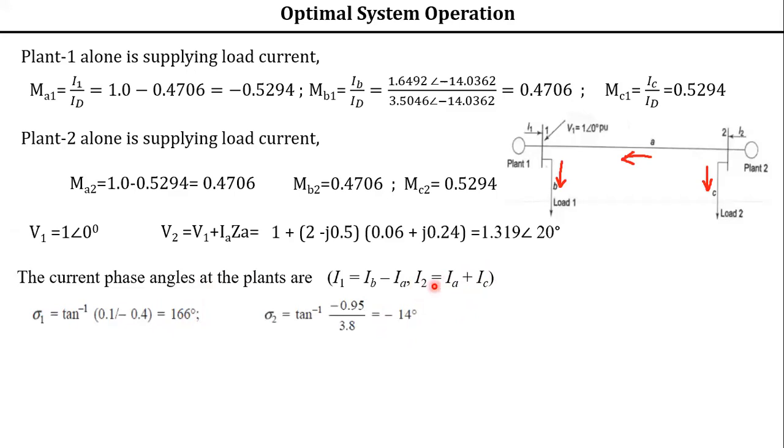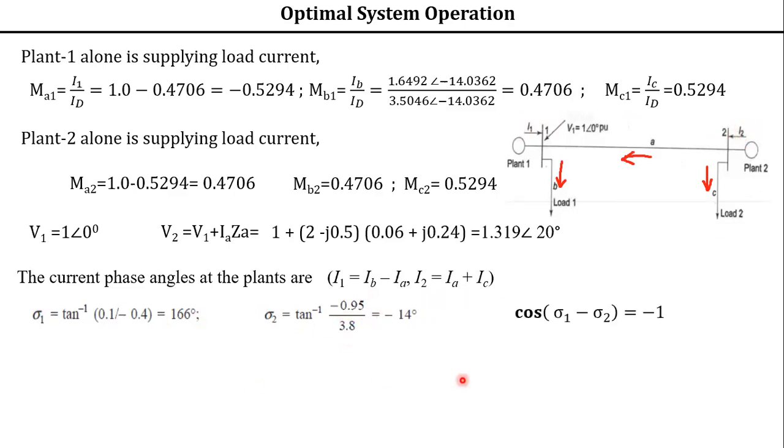That means I2 is imaginary value by real value, isn't it? I2 is 3.8 minus j0.95. We are interested in the angle of this rectangular value, so that's why I am using tan inverse of the imaginary coefficient by the real value. That's what we are doing. Hope you have understood. Sigma 1 and sigma 2 are the phase angles of your plant currents I1 and I2. So you got sigma 1, sigma 2.